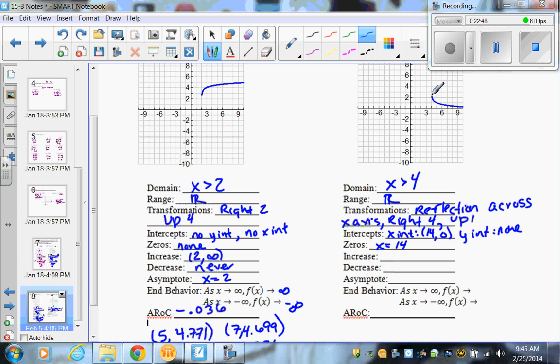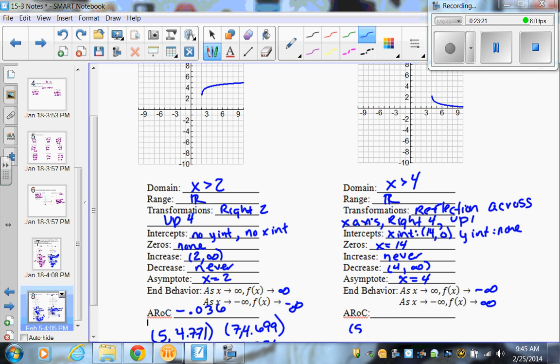Increase, now if you look at your graph, it's constantly going down, so increase would be never, and decrease would be from 4 to infinity. Your asymptote would be at x equals 4. On the right now, it's going up. On the left, it's going down. I'm sorry. On the right, it's going down. And on the left, it's going up.